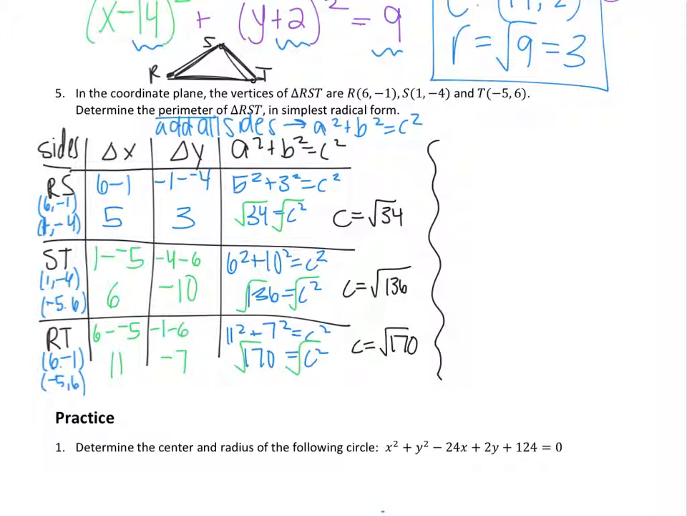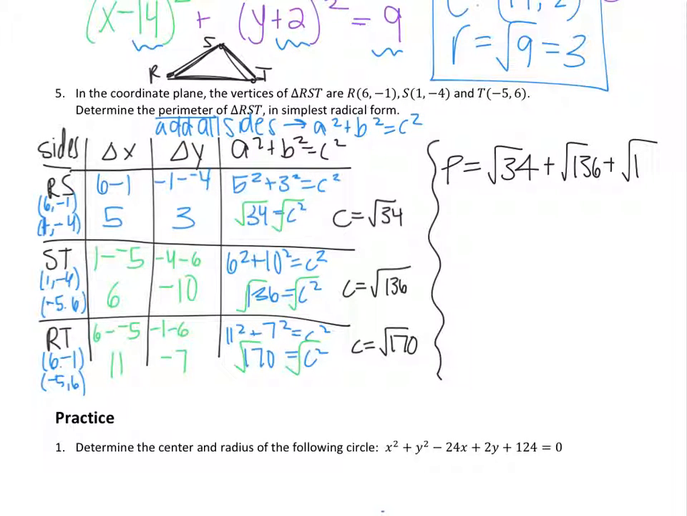If you need more time for your table, please pause the video, otherwise move forward with me. So I found my changes and plugged into Pythagorean theorem to give me c equals square root 34, c equals square root 136, and c equals square root 170. Remember, what they're asking for is the perimeter, so we need to add all three sides together.